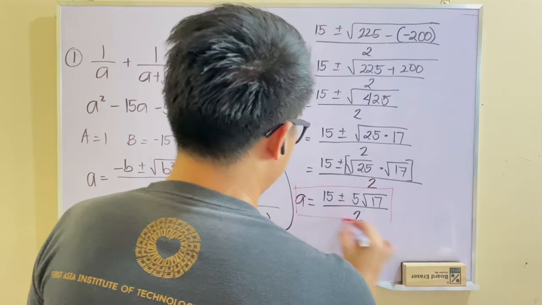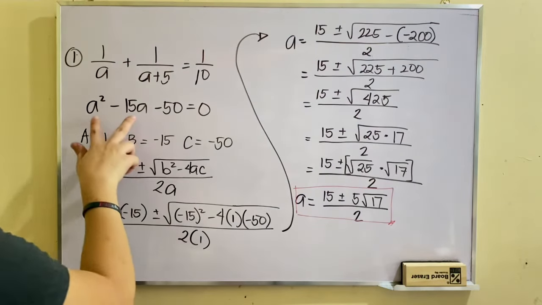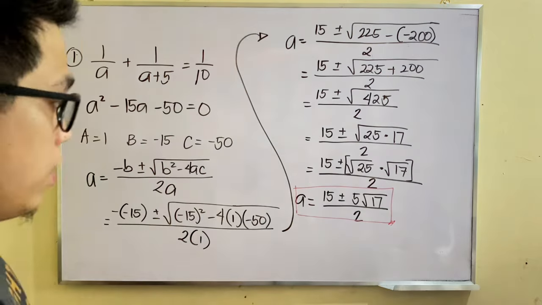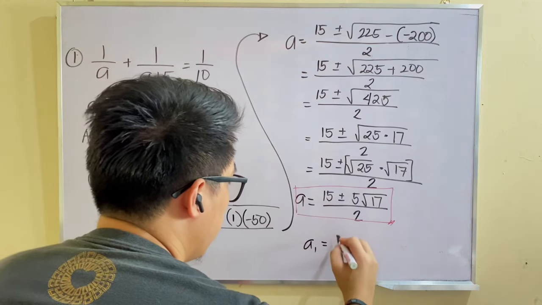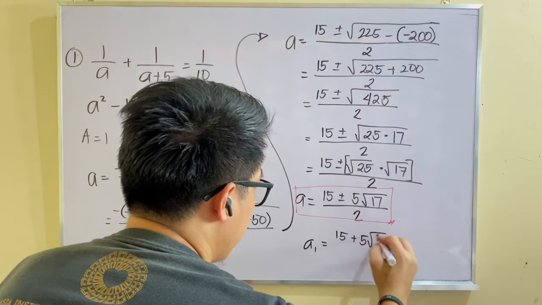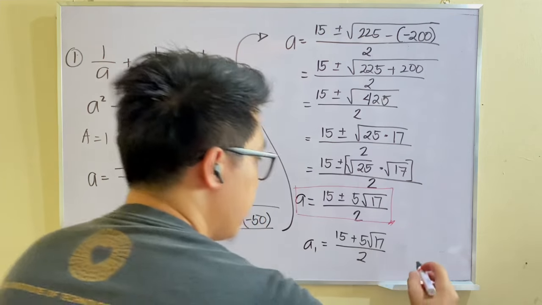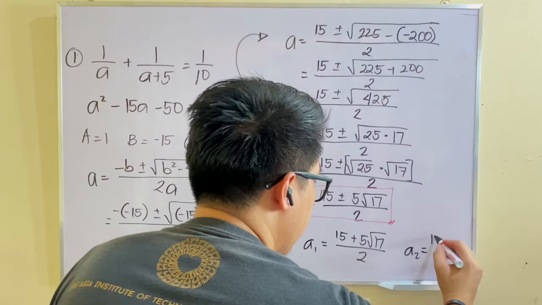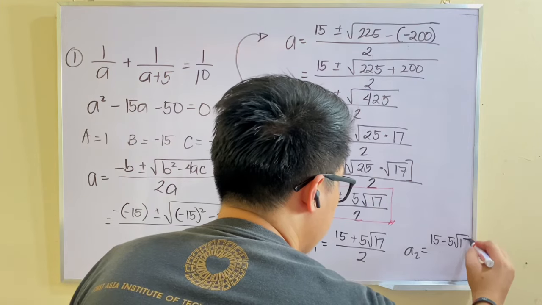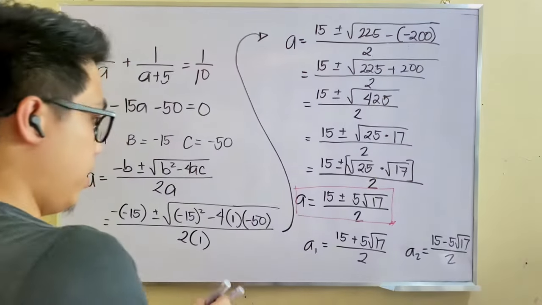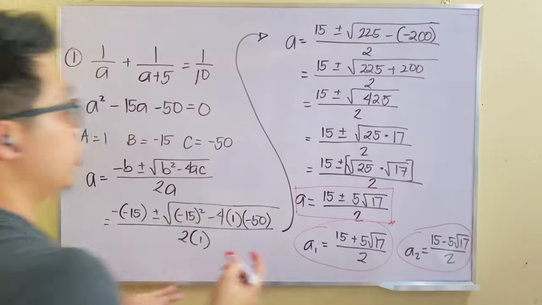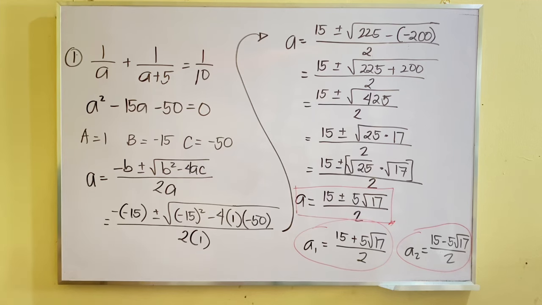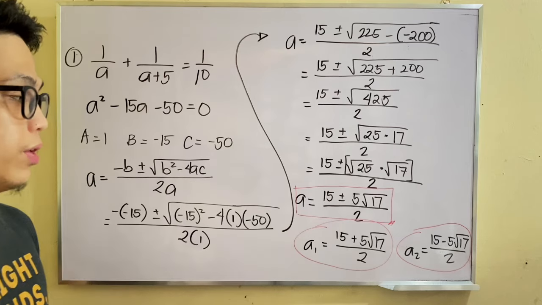Ito yung ating value of a, or yung roots ng ating quadratic equation. Okay, so meron tayong dalawang roots. A sub 1 is equal to 15 plus 5 square root of 17 all over 2. And yung a sub 2 is equal to 15 minus 5 square root of 17 divided by 2. So meron tayong two roots of the quadratic equation or the rational algebraic equation. Naintindihan? Very good. Okay.